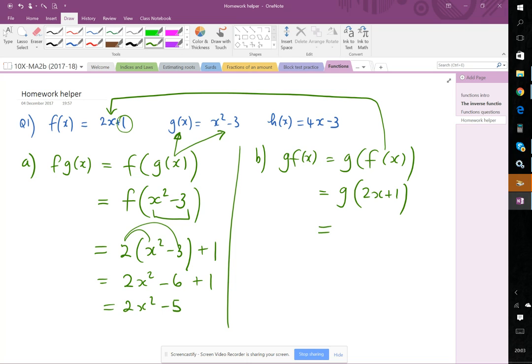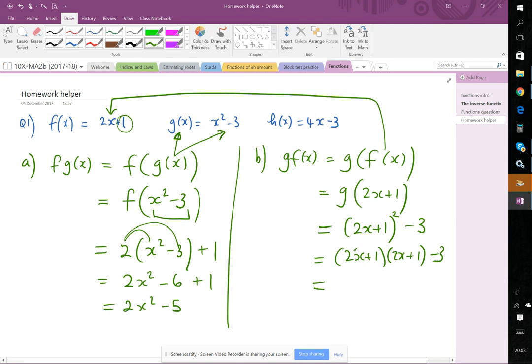Now the function g is operating on the input 2x plus 1. So remember what our function g does. It takes in an input, squares that input, and then subtracts 3. So we need to square the input, and the input is 2x plus 1, so we need to square that and then subtract 3. Notice I'm squaring all of the input. Now if you wanted to, you can multiply this out. So remember to square out brackets and FOIL them out. You don't just square the first and square the second.